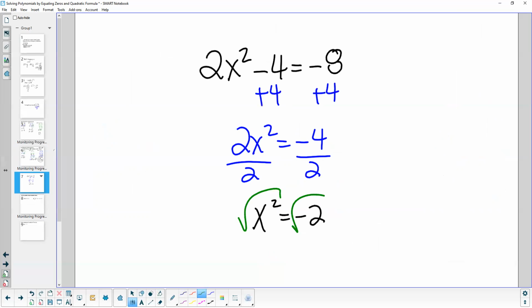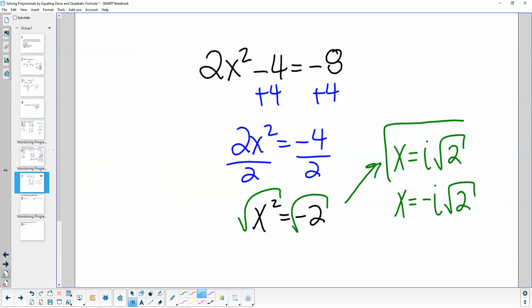I want to get rid of my squared. I square root it. Awesome. Okay, now when we go to square root it, we got to write our answers. Well, it's a negative inside. So when it's a negative inside, I'm going to write x equals i times the square root of the number. What's the square root of 2? It's just the square root of 2. But I also want the negative version of that. So x equals negative i times the square root of 2. And that is how we're going to solve those.